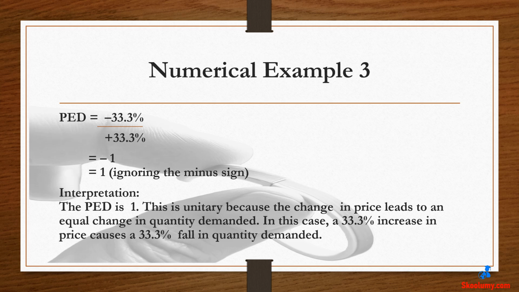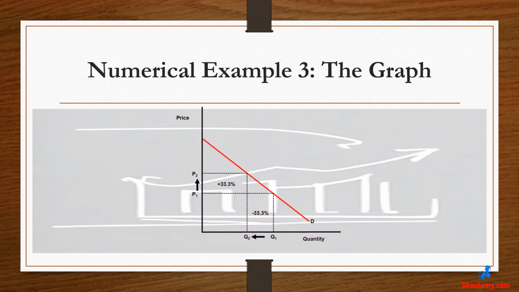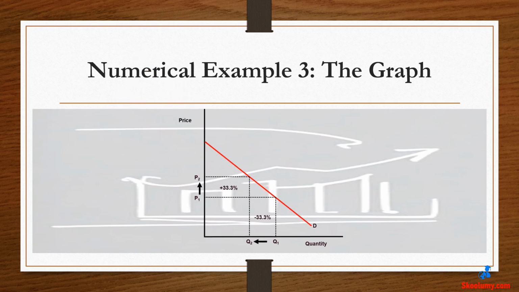So PED is minus 33.3% divided by plus 33.3%, which is equal to minus 1. This becomes plus 1, ignoring the minus sign. The PED is 1. This is known as unitary elasticity of demand. It means that a price change, a 33.3% rise, leads to an equal change in quantity demanded, a 33.3% decrease. This is the graph of unitary elasticity of demand.